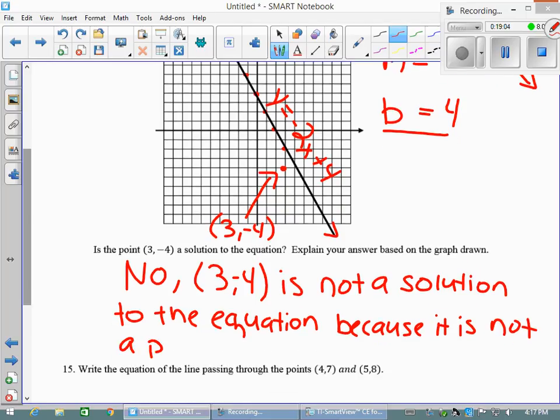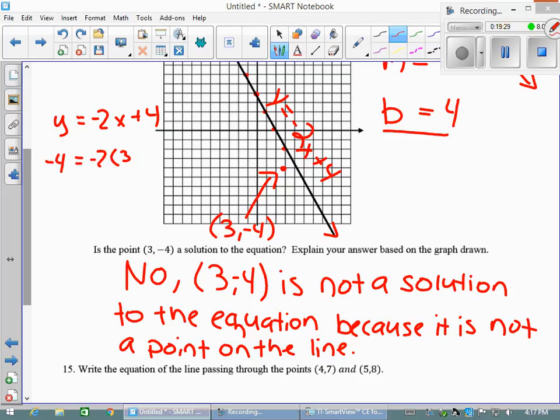And if you wanted to, you could have taken that point and substituted it into your equation to see if it was a point. So you could have checked y equals -2x + 4. Your point is (3, -4). So for y, we're going to put a -4, and for x, we're going to put a 3. And again, we're going to test to see if this is true. We would keep our -4 here, and if we do -2 times 3, that's going to give us -6, plus 4, that's going to give us -2. So no, that is not a solution.